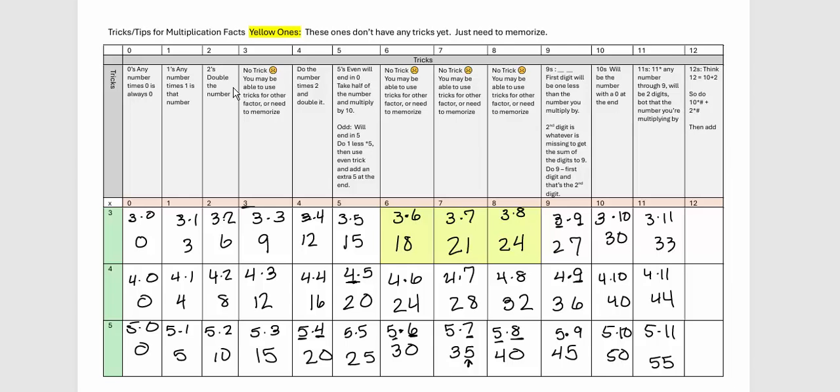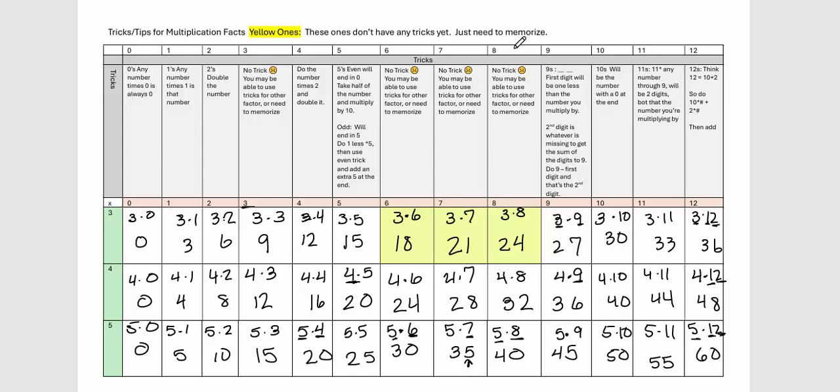And then for 12s, 3 times 12, we have 3 times 10 is 30. 3 times 2 is 6, 36. 4 times 12. 4 times 10 is 40. 4 times 2 is 8, 48. 5 times 12. 5 times 10 is 50. 5 times 2 is 10. That's going to be 60.